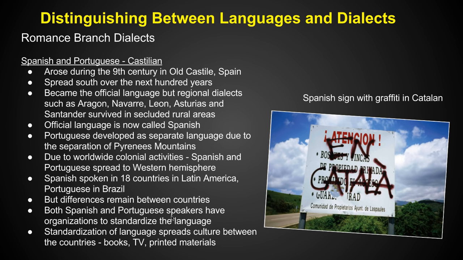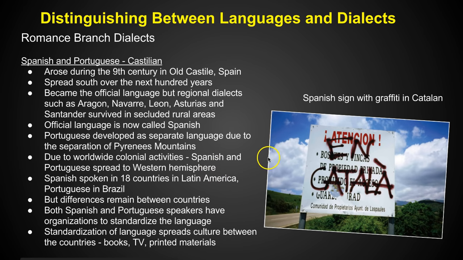Distinguishing between languages and dialects. Romance branch dialects. Specifically, we're looking at Spanish and Portuguese. Well, you used to have this language called Castilian. Castilian arose during the 9th century in Old Castile, Spain. It spread over the next 100 years, and it became the official language. But regional dialects such as Aragon, Navarre, Leon, and Asturias, and Santander survived in secluded rural areas. So you had Castilian that developed, but rural areas developed their own little language pockets.